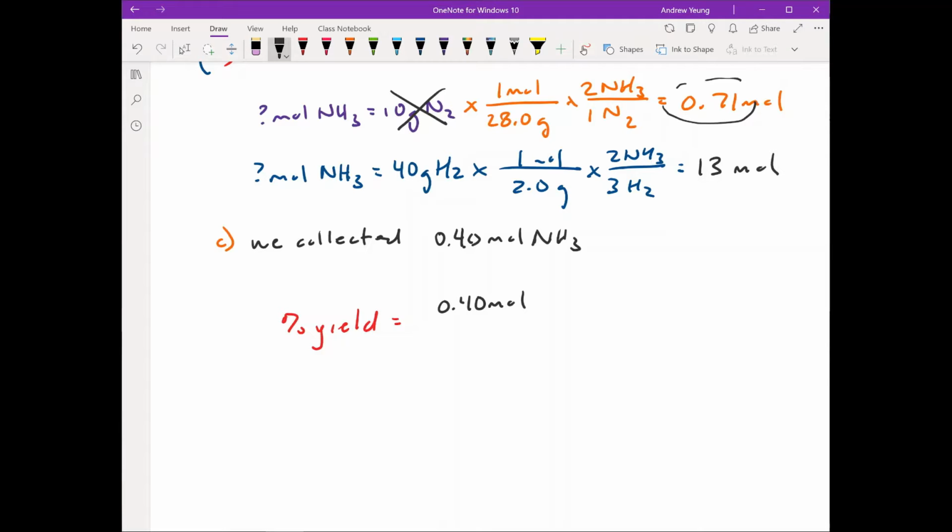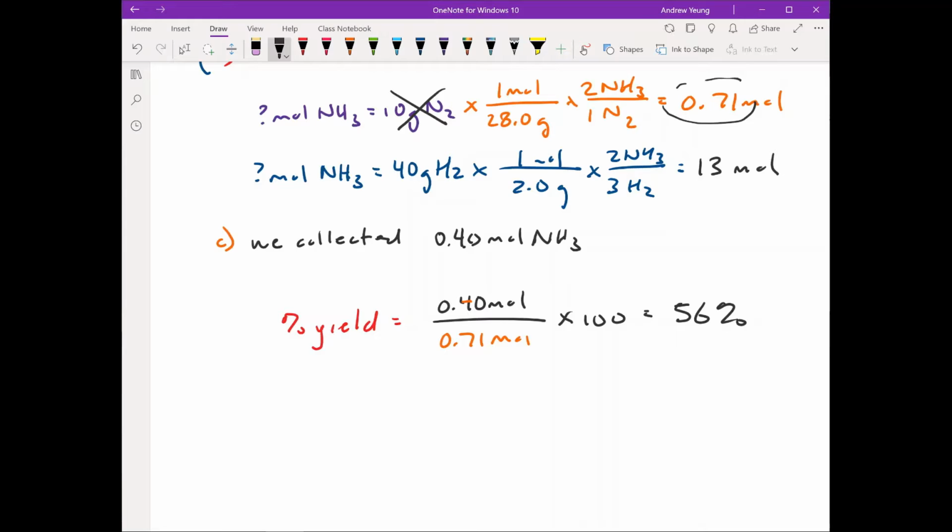Out of the 0.71, which was already a tiny number, out of the 0.71 that I should have been able to get here, what fraction, what proportion was I able to get? So I'm going to multiply by 100 to get it to a percent. So 0.4 divided by 0.71, again, give or take a little bit of rounding here, I'm getting about 56% yield.